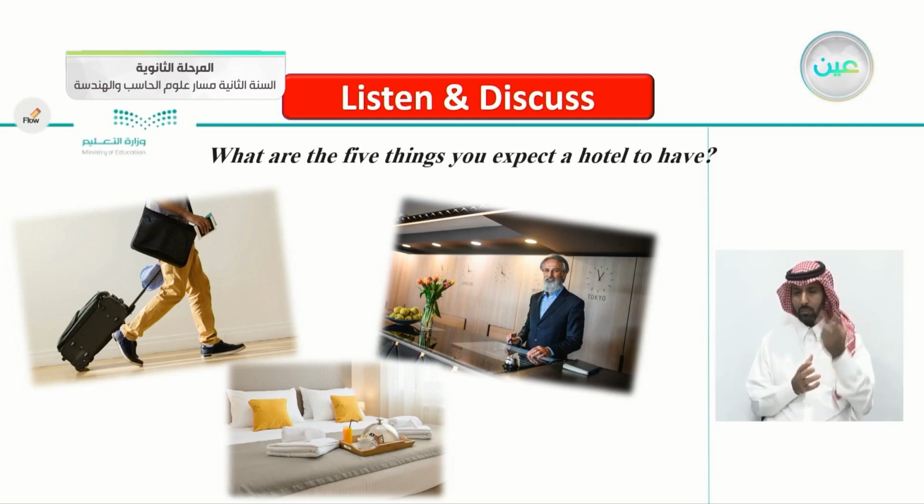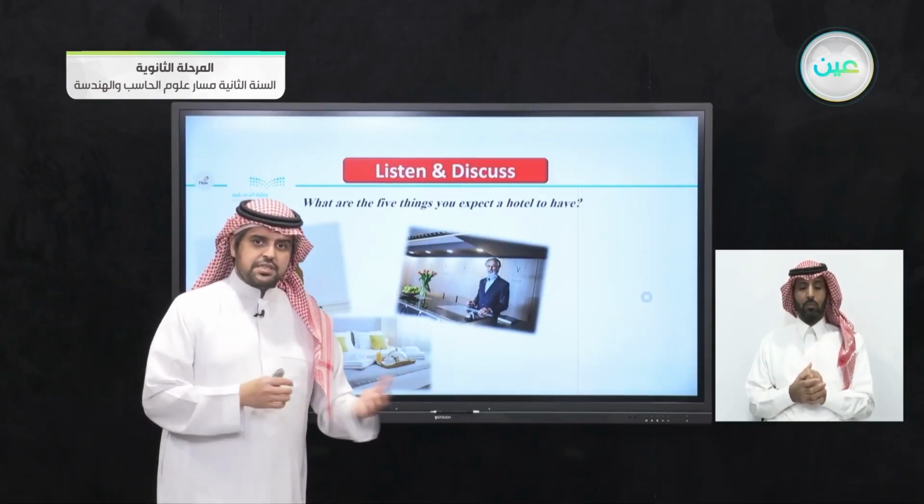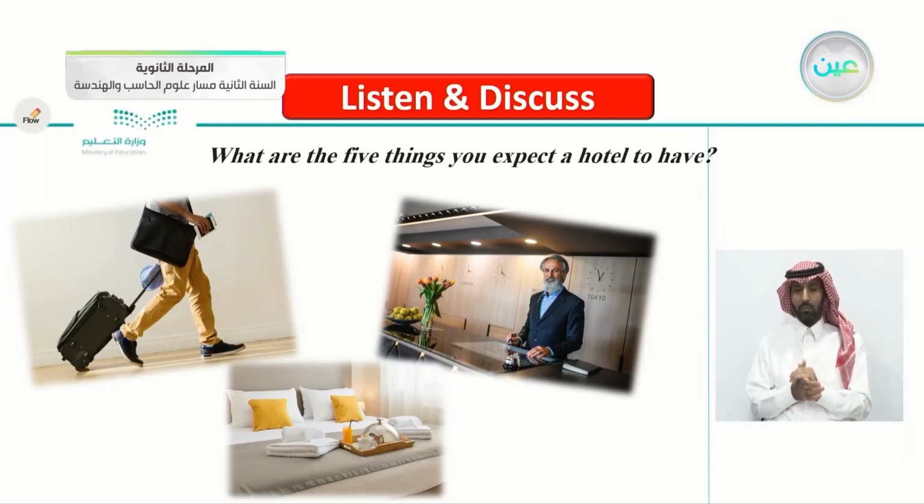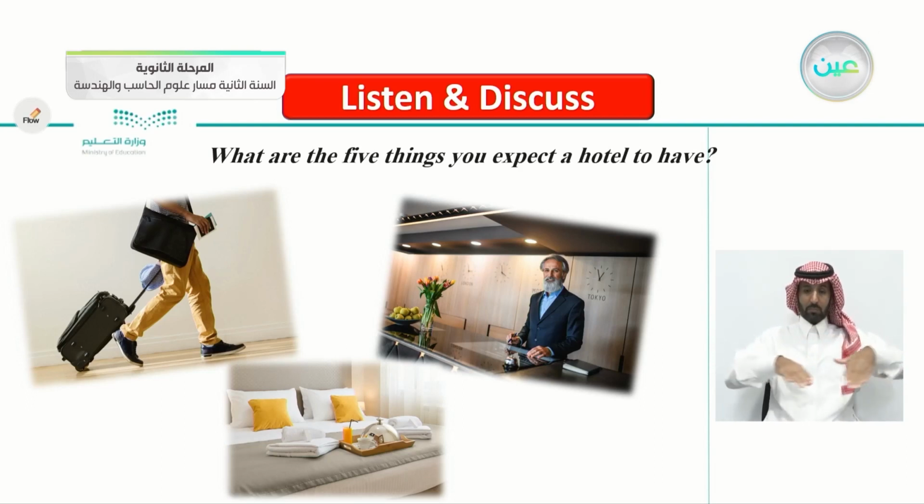So what are the five things you expect a hotel to have? When you go to a hotel, you expect this hotel to have things in it. So what are your expectations? Yes, for example, a swimming pool, very good, maybe a restaurant, maybe a balcony in some of the rooms. And you can go on guessing 5 to 10 things. Of course, you can guess more. So we'll be talking about traveling and hotels through this lesson.